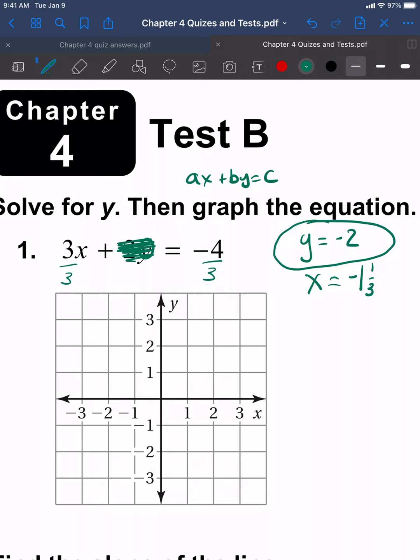Okay, so we're not going to have a very accurate, perfect graph, but what's my y-intercept? Good, -2, so I'm going to go down 2. What's my x-intercept? -1 1/3. So I'm going to go -1 and 1/3, which is about right here. Not quite a half, about right there, okay? Now, what's my last step? Yeah, draw a line through it. There you go. So that's 2 parts. 1, it wants you to tell me what is the y. 2, graph it. Okay? Easy.